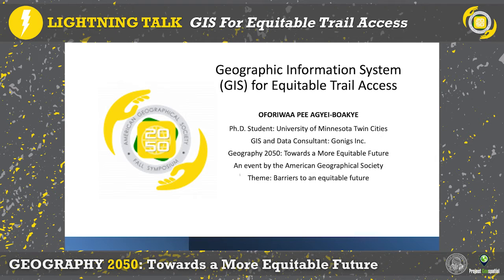Minorities remain the most dramatically underrepresented group in outdoor spaces such as trails. GIS is a tool that could be used to further explore this inequity and also to inform provisions for equitable trail access. My name is Oforiwa P. Ejeboaji. I'm a geography PhD student with a city planning background and also a GIS and data consultant. I will talk about the potential of GIS for equitable trail accessibility.